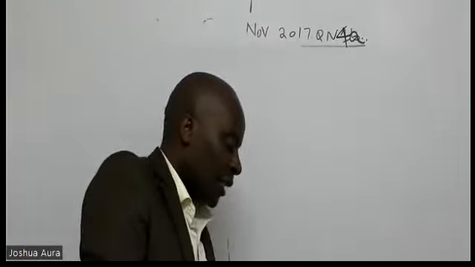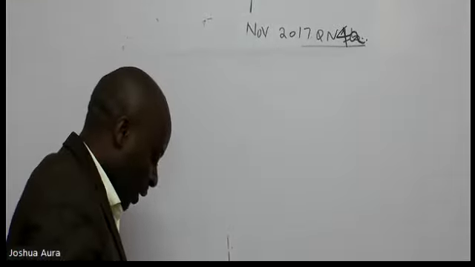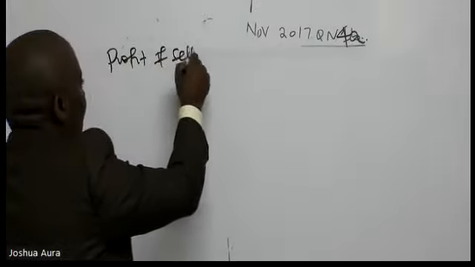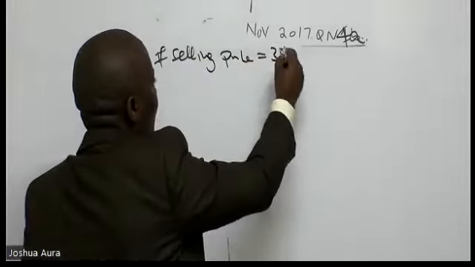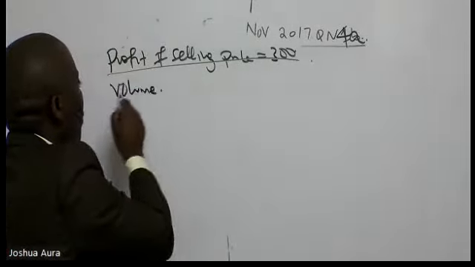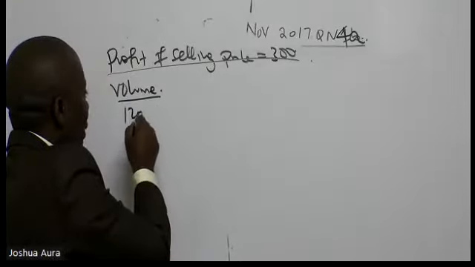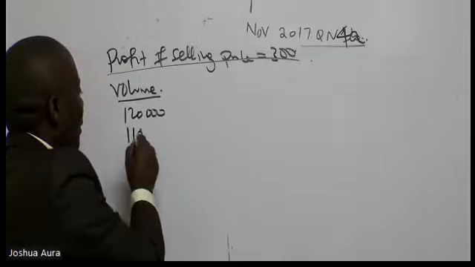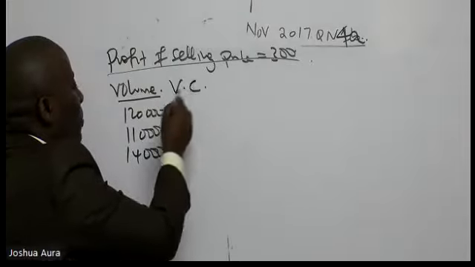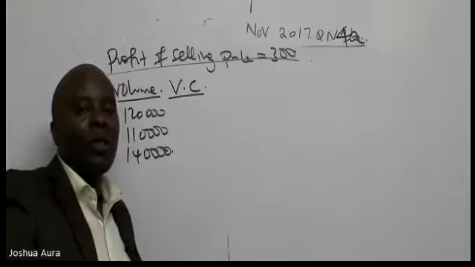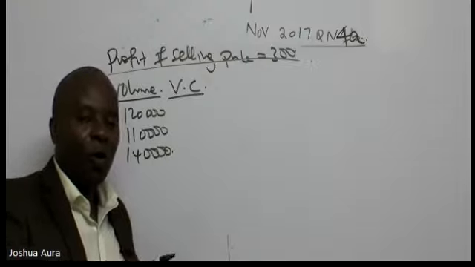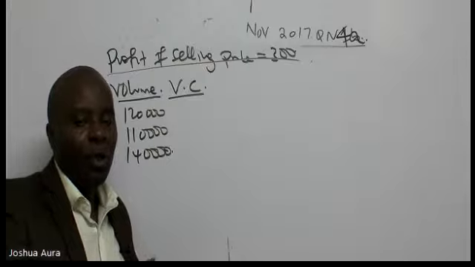So I would want us to look at, if the selling price is 300, what will be the profit we shall make? So profit, if selling price equals 300, 3 possibilities here of volume. So volume could either be 120,000, 110,000, 140,000. So create a column here of variable cost because it is the only technical thing that we have. Otherwise, every other thing flows very nicely.